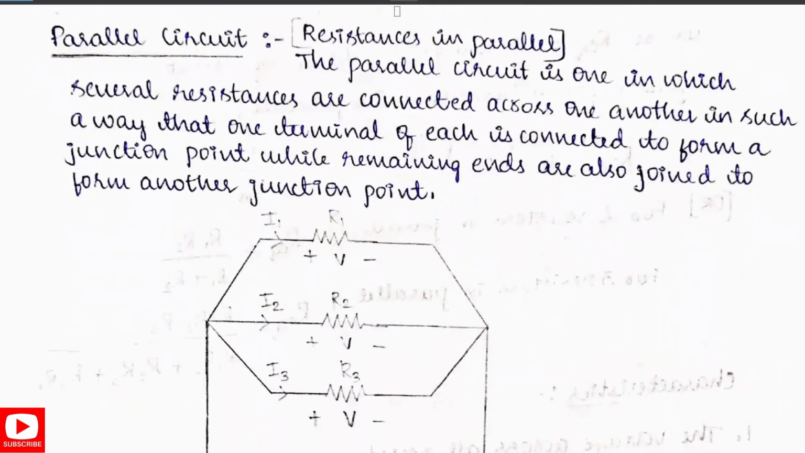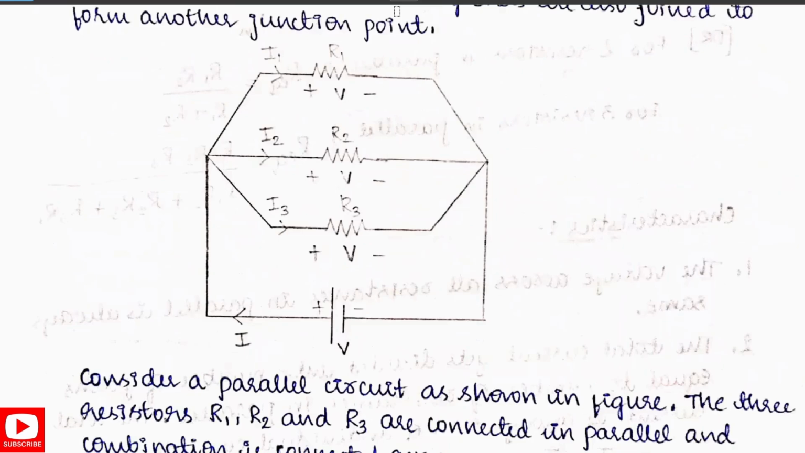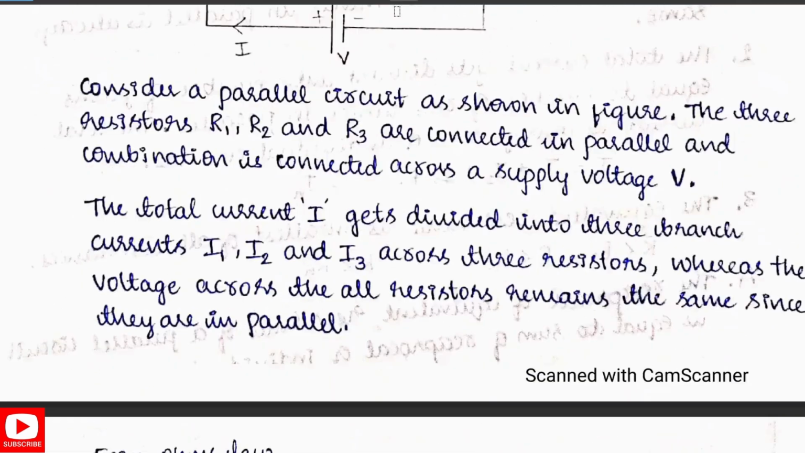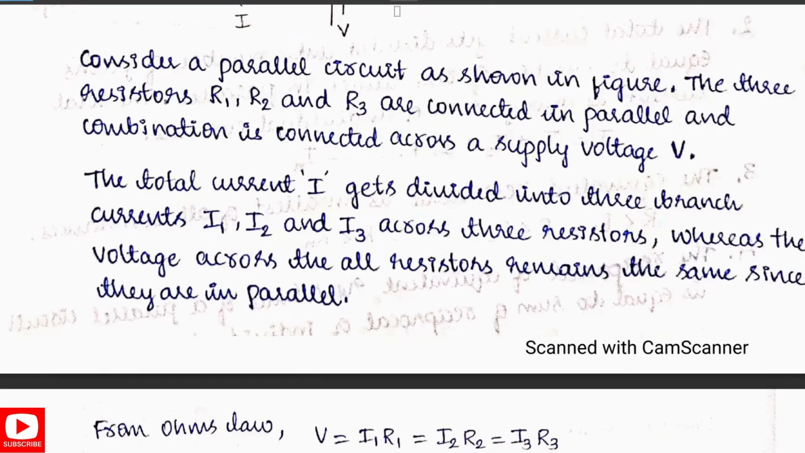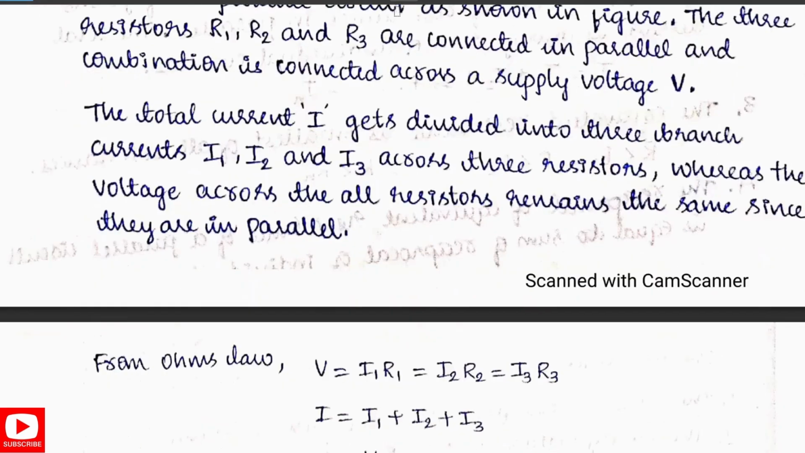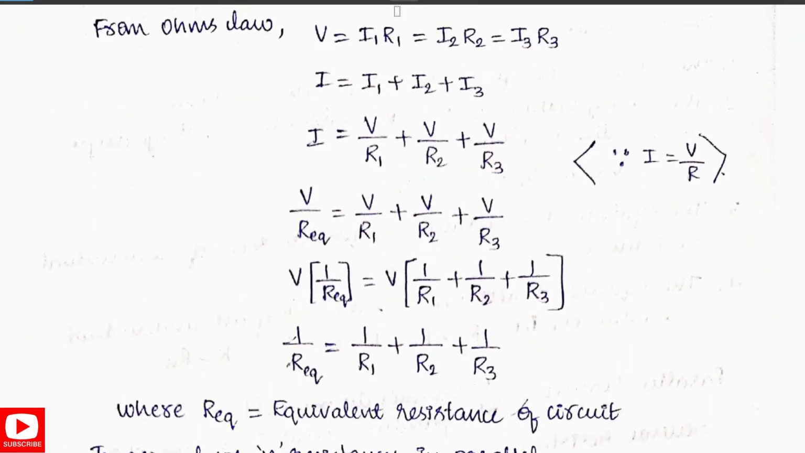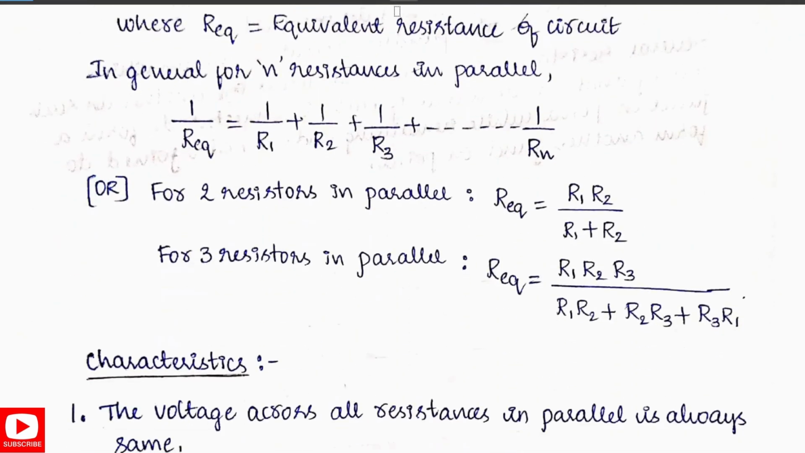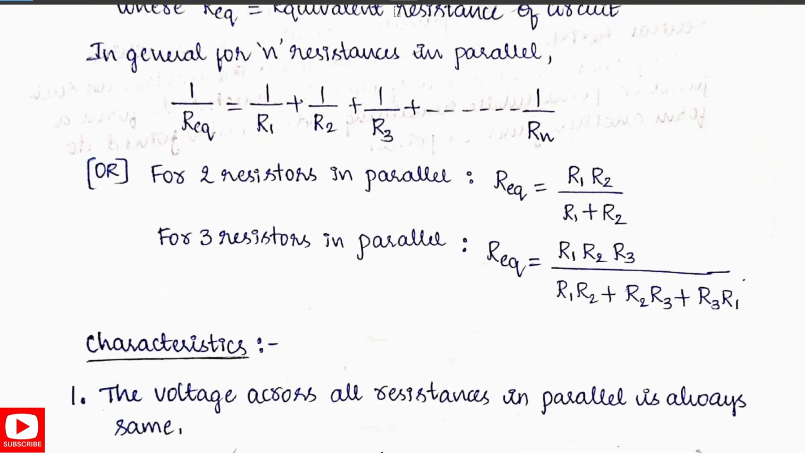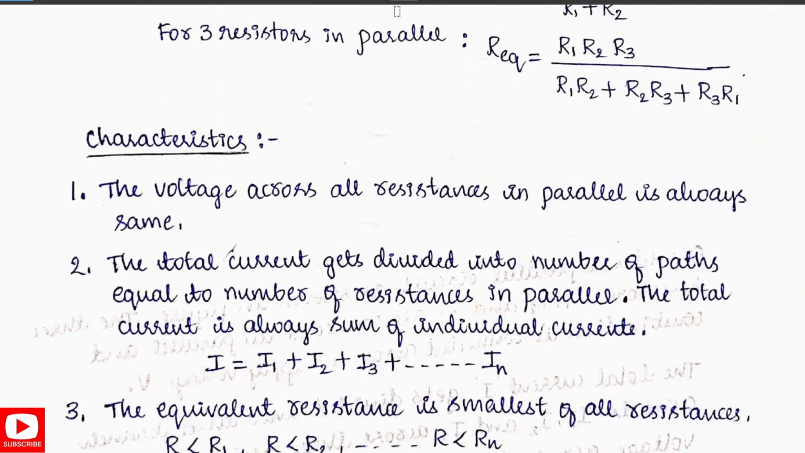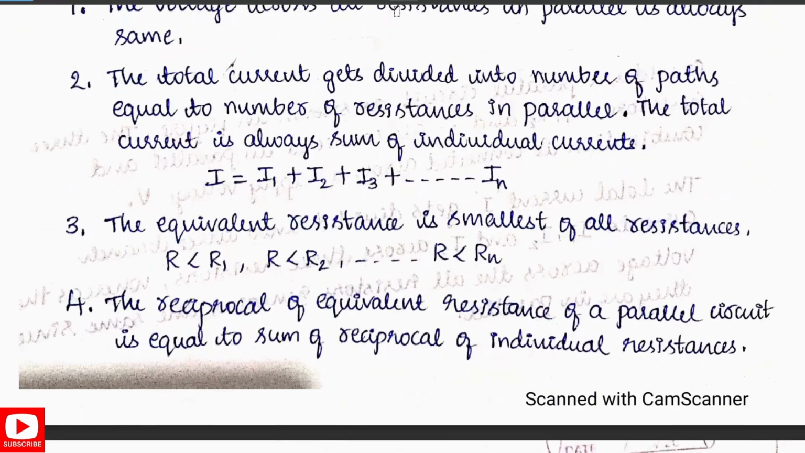Next comes the parallel circuit, where they are not connected end to end. One terminal of each is connected to form a junction point, and the other ends are also joined to form another point. Like this, it is a parallel connection. You have to explain: let R1, R2 and R3 be resistors connected in parallel. The current I gets divided into 3 branches, and you have to note these steps. Finally, this is our formula for the parallel connection. Do note the 4 characteristics and learn them.